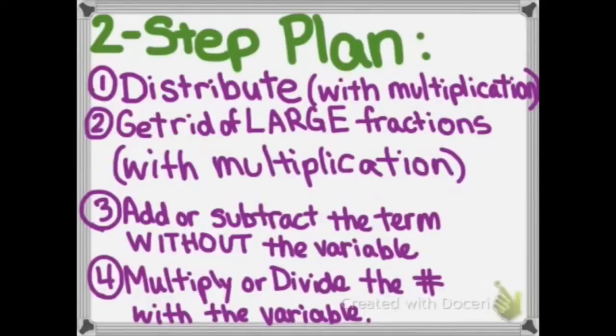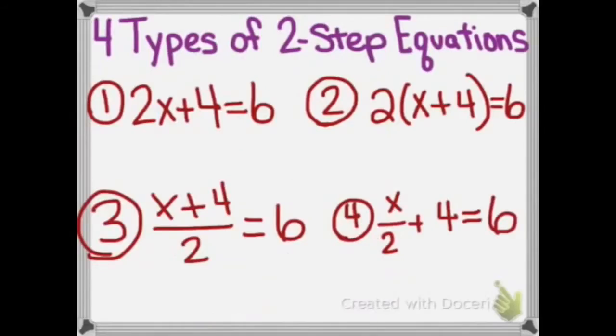We're first going to distribute with multiplication, if you have parentheses. Second, we're going to get rid of the large fractions with multiplication. Only the large ones. Number 3, add or subtract the term without the variable. And then 4, multiply or divide the number with the variable.